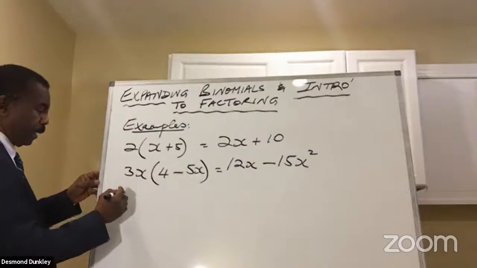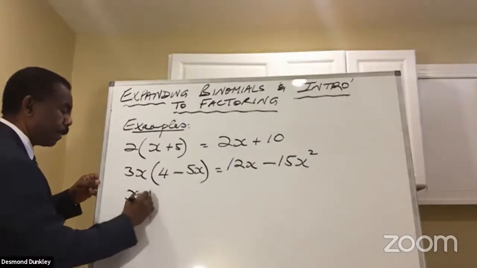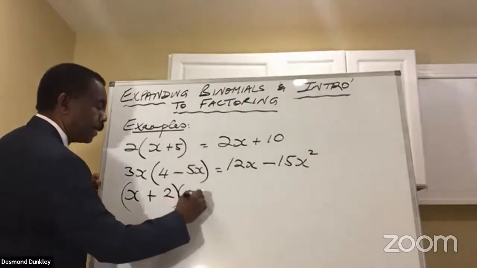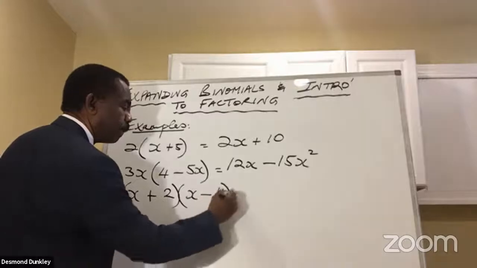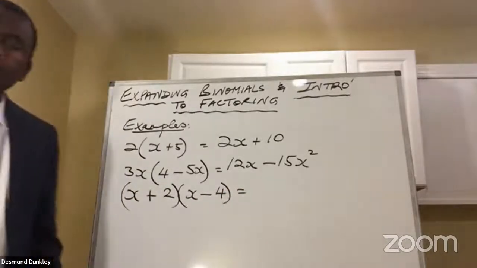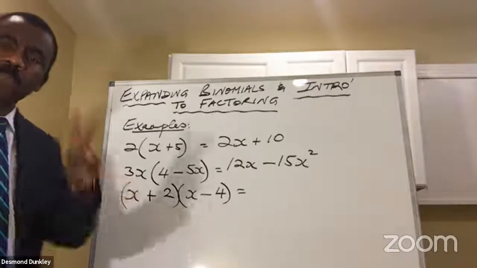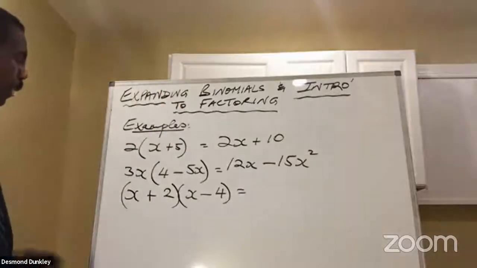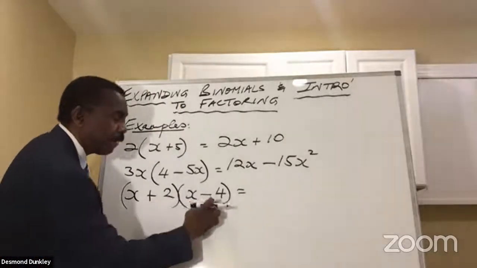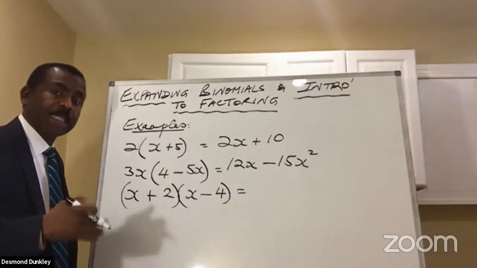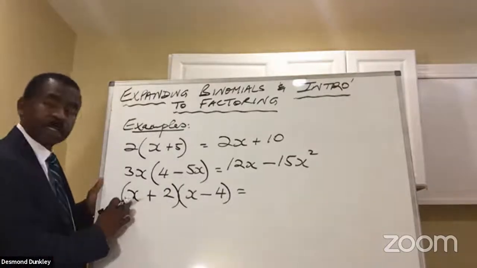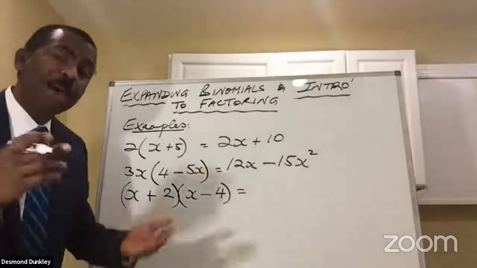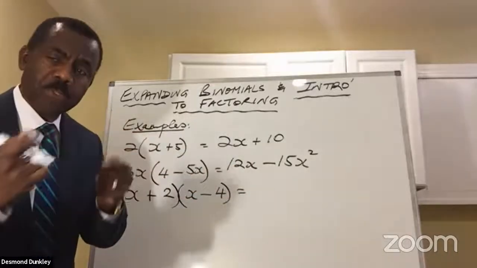So let's try another one. If we were given, say, (x plus 2) times (x minus 4). Now we have a binomial that's 2 terms times another binomial of 2 terms. So it's everything here times everything over there. So this takes a little patience. It's x times everything plus 2 times everything. And then, if possible, we combine like terms.